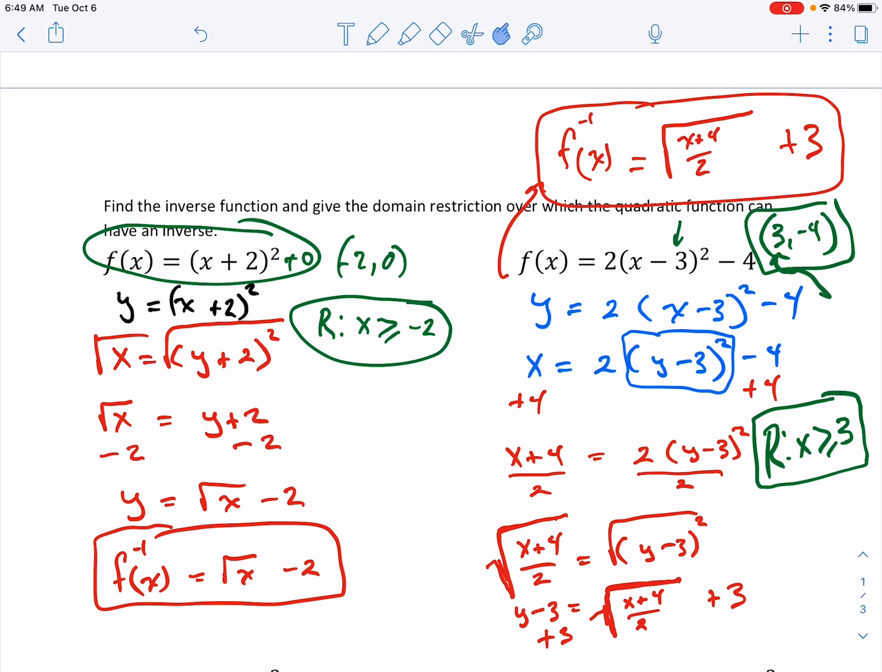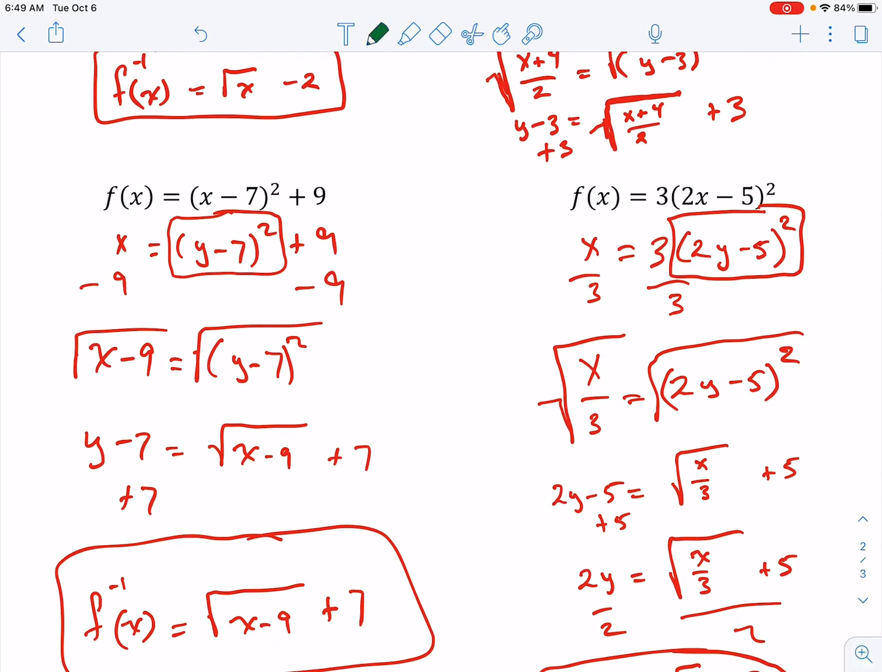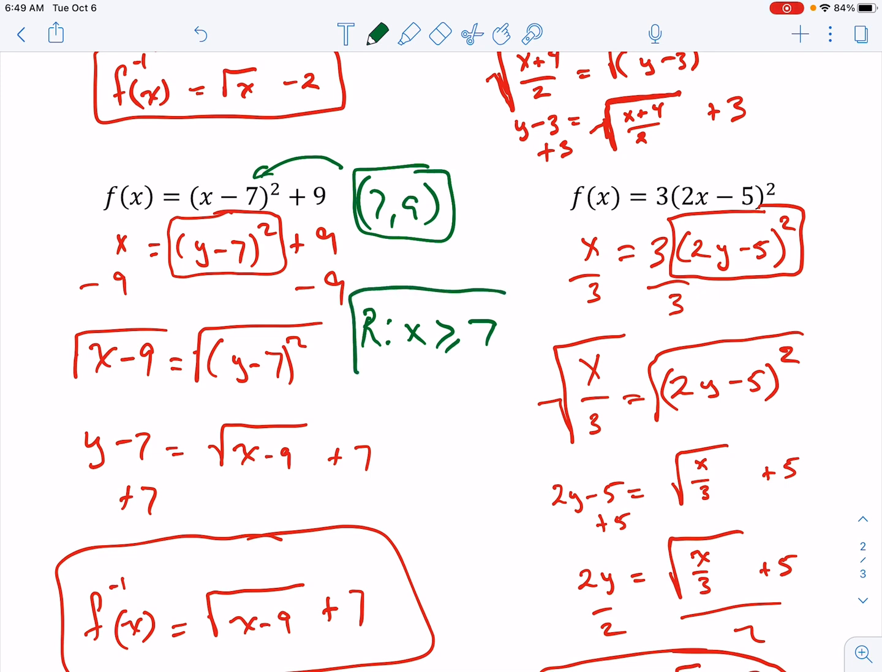All right, let's go down to the ones below. Okay, so my vertex is 7, 9. That's the vertex. All right, take the opposite of the one in the parentheses. So my restriction will be x values that are greater than or equal to 7.